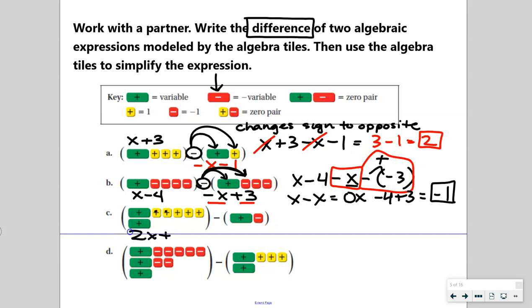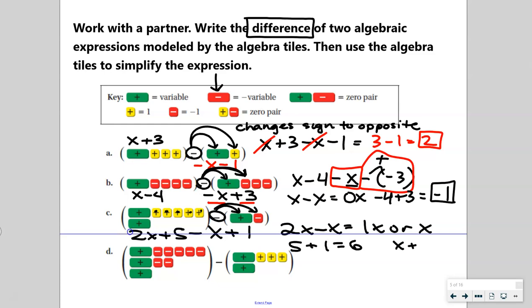2x plus 1, 2, 3, 4, 5, right? Minus x plus 1. Right? Again, this negative is being distributed and changing the sign to its opposite. So we have 2x minus x equals 1x, or x. And then we have 5 plus 1 equals 6. So together, x plus 6 is our final simplified expression.